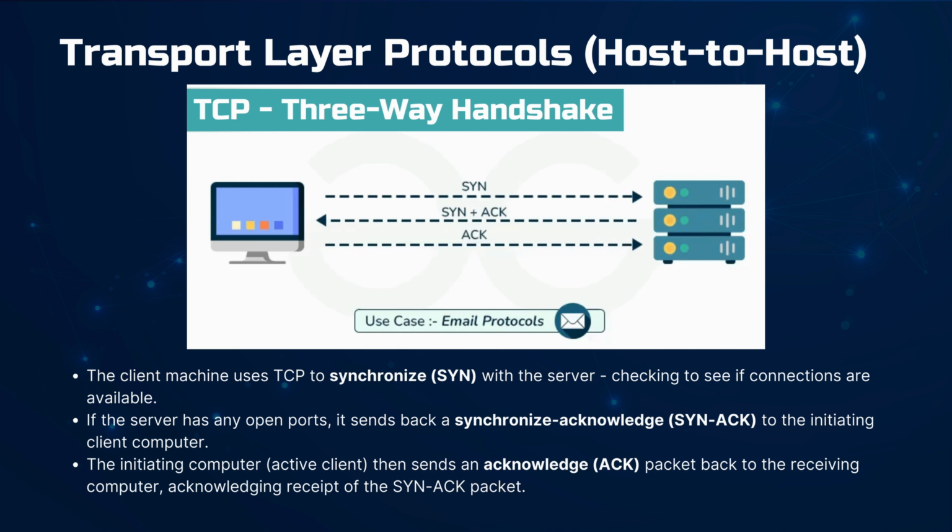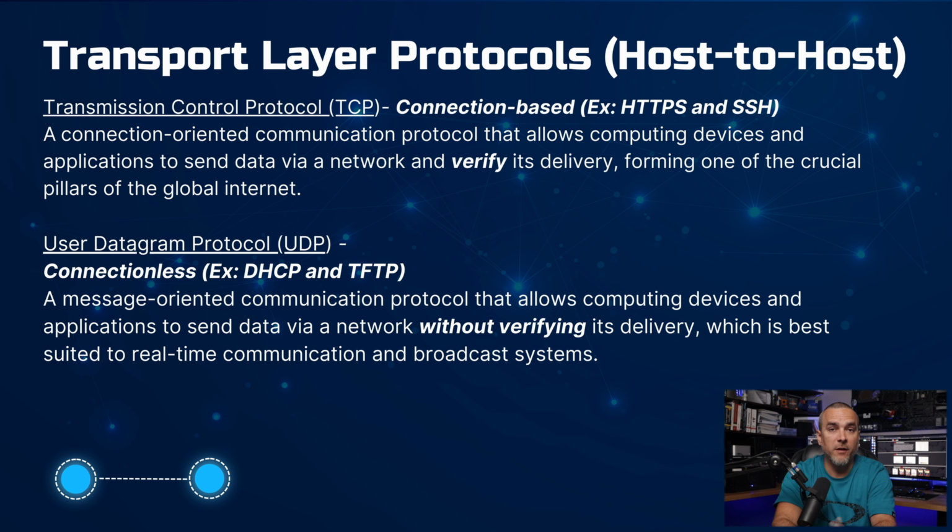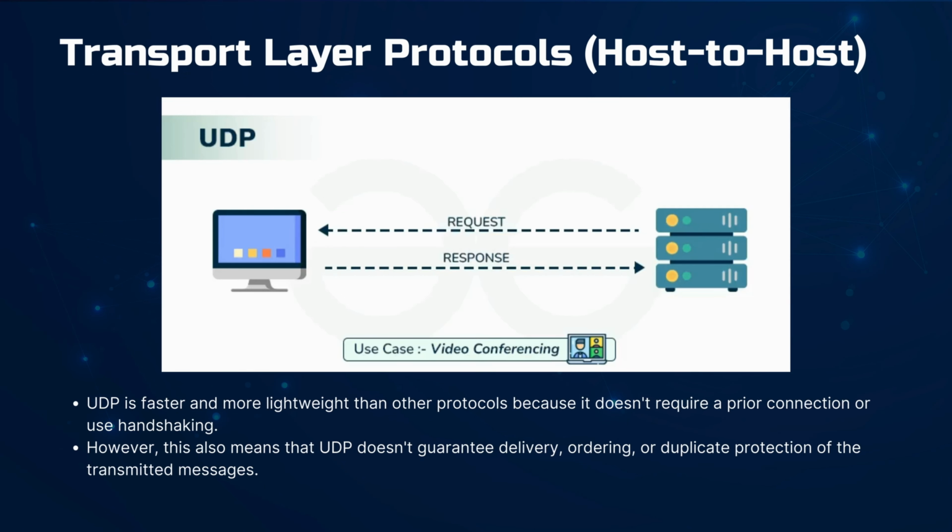This reliability is crucial for maintaining the quality of the service and the user experience in data-intensive applications like video streaming. User Datagram Protocol, UDP, on the other hand, is a connectionless protocol. For example, it is used by DHCP and TFTP. It is a message-oriented communication protocol that allows computing devices and applications to send data via network without verifying its delivery. Since UDP does not require acknowledgement of receipt and does not perform error checking or retransmission, it allows for faster data transmission. This is useful in live broadcasts, online gaming, or voice over internet protocol phone calls, where occasional data loss is less noticeable and the emphasis is on maintaining a smooth experience.